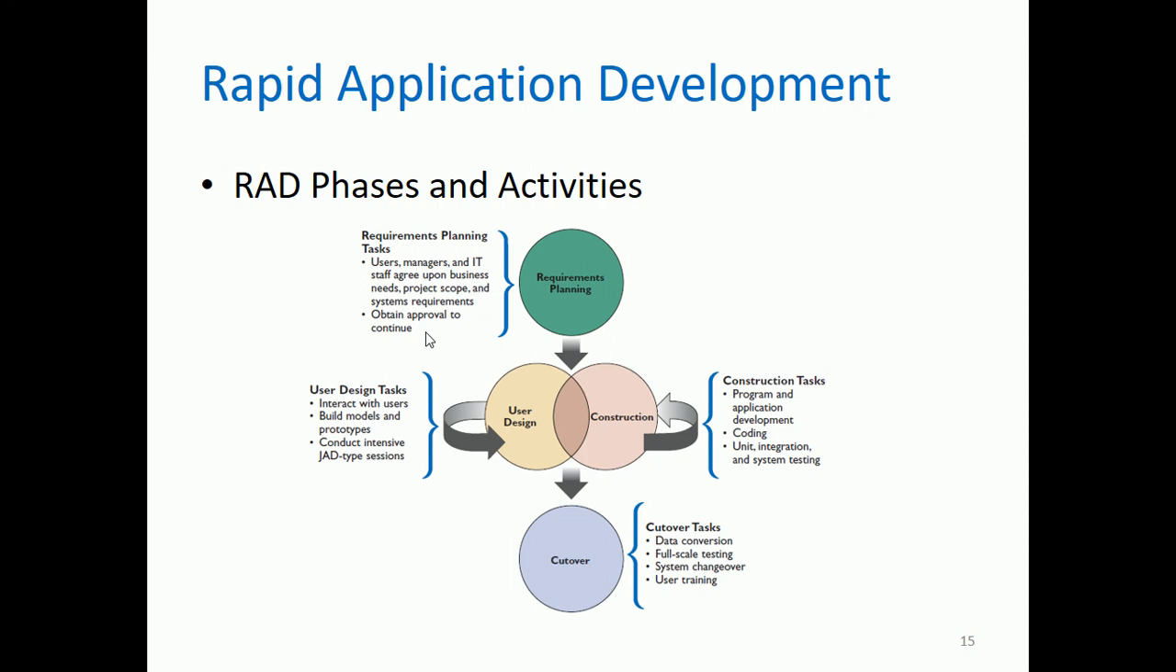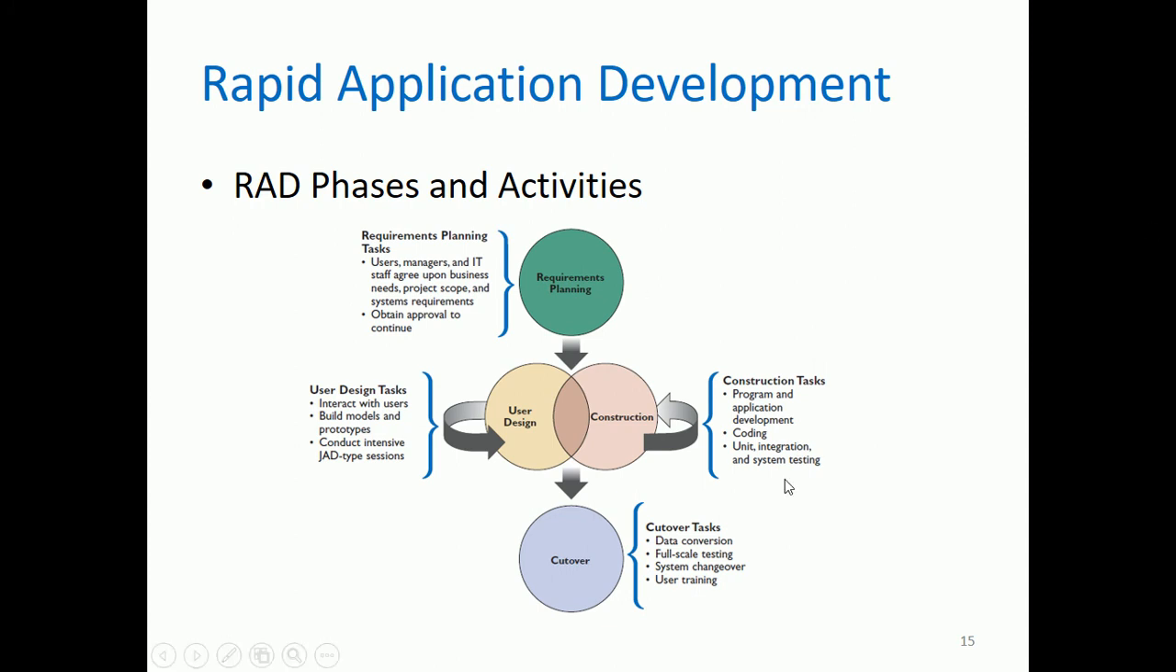And if it is already approved, next would be the user design and construction. So what are the tasks in the user design? Of course, you have to interact with users because again, you need to align the functionalities to the user's preferences. And then build models and prototypes, and then conduct intensive JAD type sessions. This is for you to show the functionalities or the prototype to the user. And then next, we have the construction tasks. We have program and application development. It also includes coding, and it also includes unit, integration, and system testing.